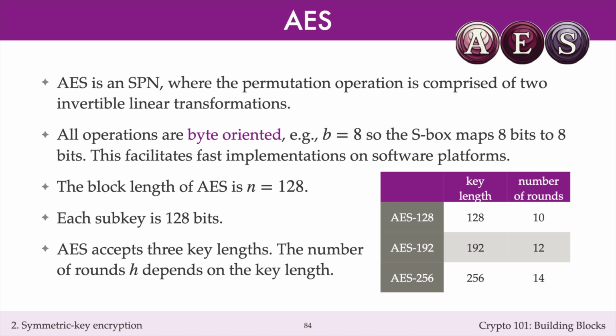The number of rounds depends on the key length, namely 10 rounds for 128-bit keys, 12 rounds for 192-bit keys, and 14 rounds for 256-bit keys. I'll only present AES 128, where the key length is 128 bits, and encryption takes place in 10 rounds.